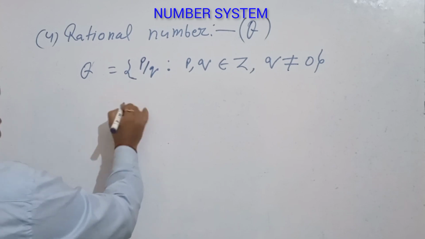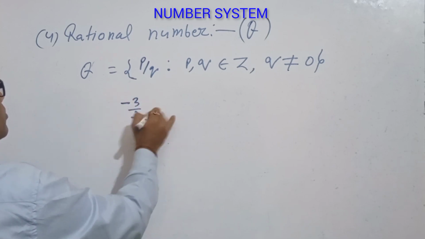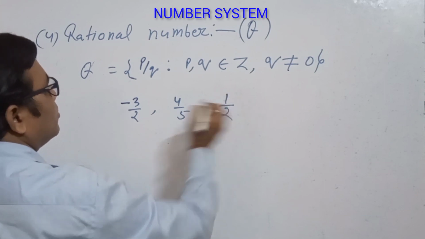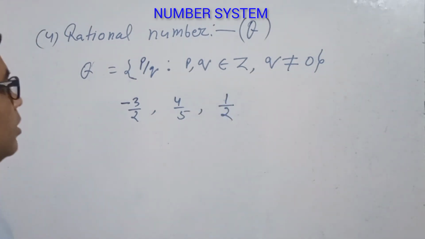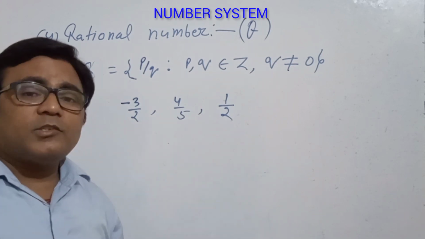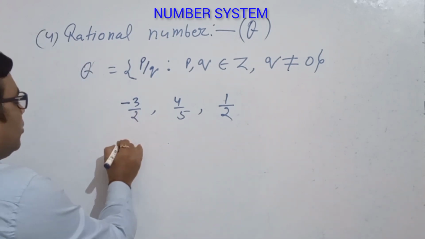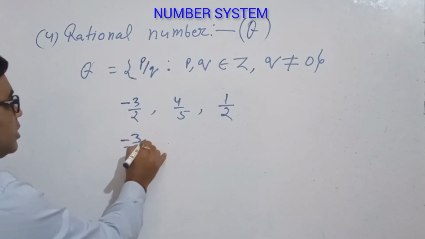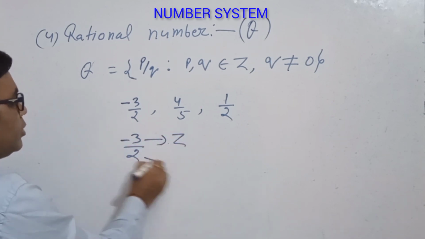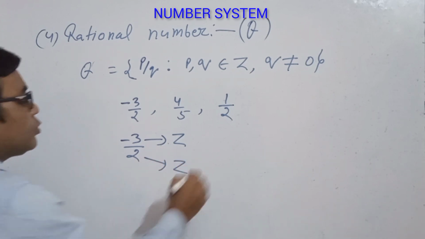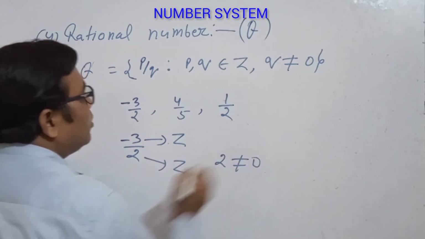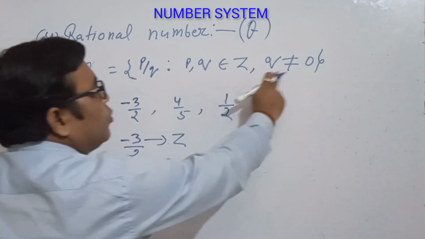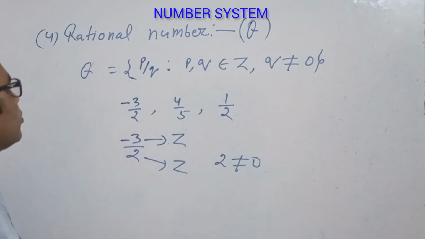For example, -3 by 2, 4 by 5, 1 by 2. These are rational numbers. How can we say that these numbers are rational numbers? For example, if we talk about -3 by 2, what is -3? -3 is an integer. 2 is what? Integer. And also 2 not equal to 0. According to the definition, P by Q, P, Q members of Z, Q not equal to 0, -3 by 2 is a rational number.